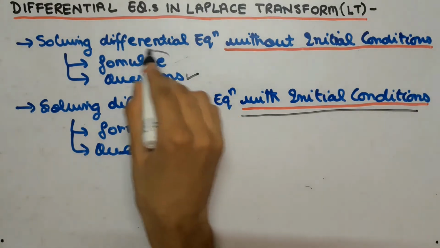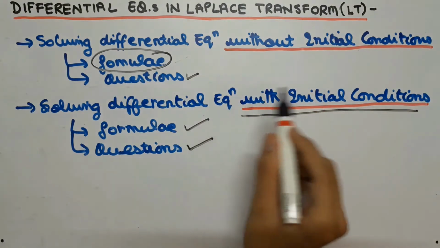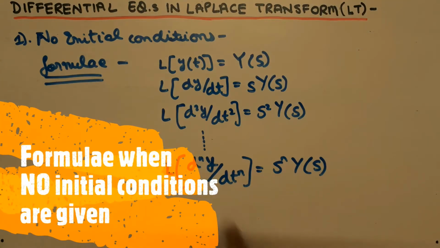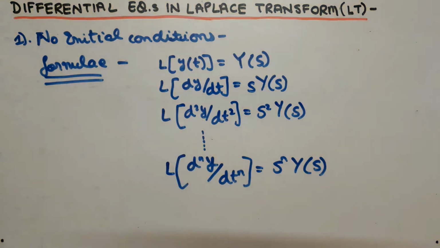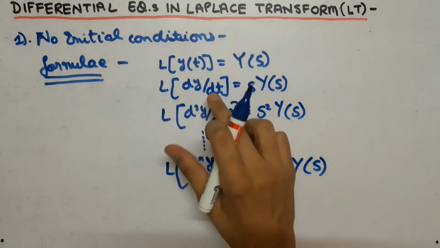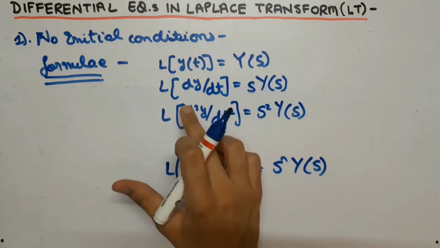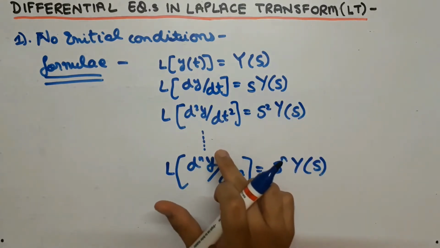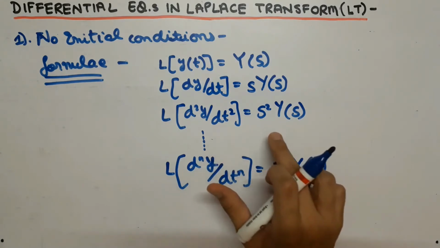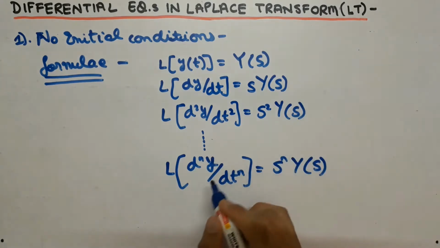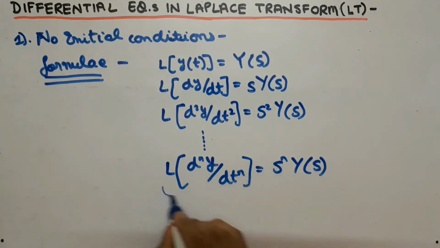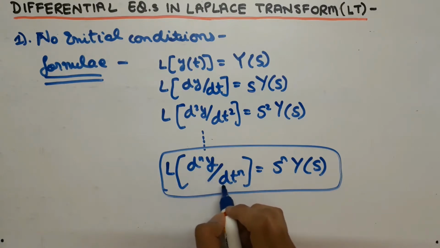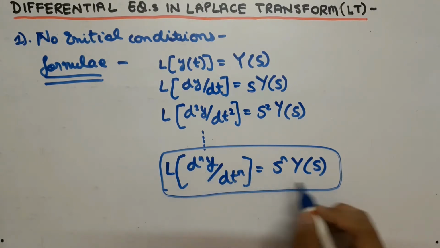So first of all, we are going to look at the formulas for differential equations in which no initial conditions are given. Now guys, these are the formulas. Suppose we want to find the Laplace transform of y(t), we will get the answer as Y(s), and if we want the Laplace transform of dy/dt, we will get sY(s), and similarly for d²y/dt², we will get s²Y(s). So the general formula for any dⁿy/dtⁿ is this. Suppose n is equal to 3, that is for d³y/dt³, we will write s³Y(s), and so on.